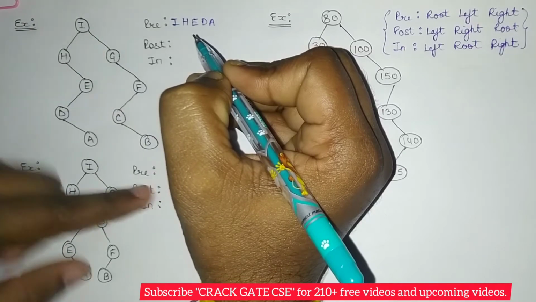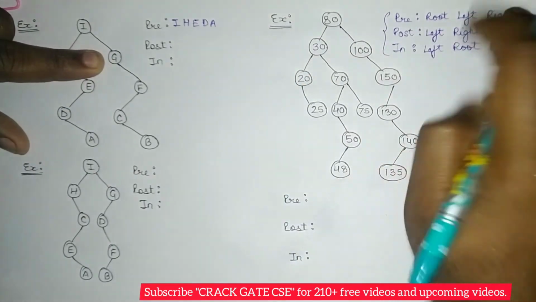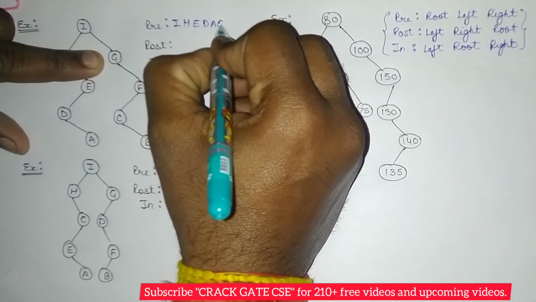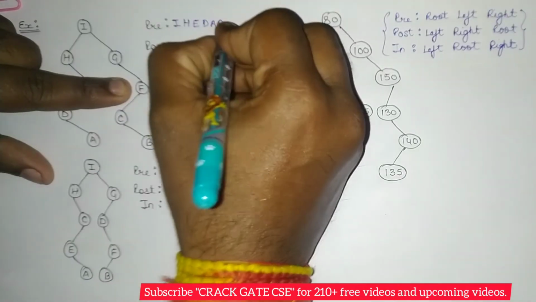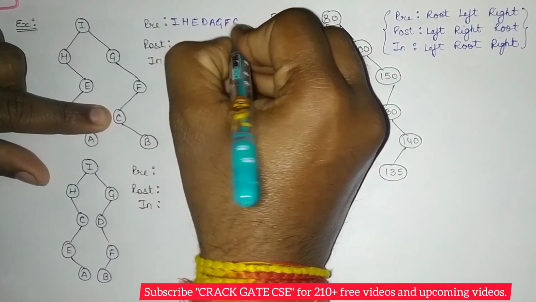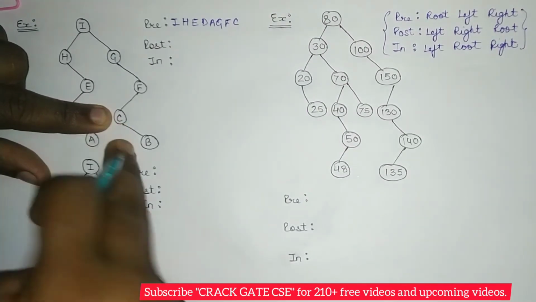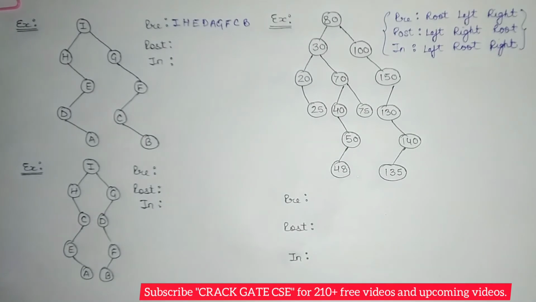And when we are moving on to the right part, we came on to G. Again we start the same procedure: print root, then left, then right. So print root, G, left, there is no left, so come on to right. So there is F, print F. Go to left, C, so print C first. Then go to left, there is no left, so go to right. So this is B. And this is how we are done with the pre-order.